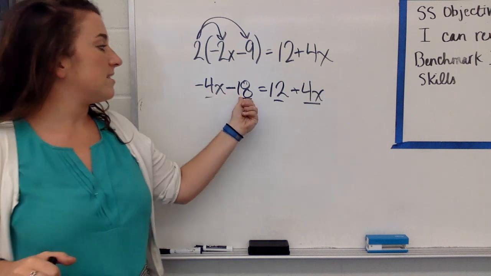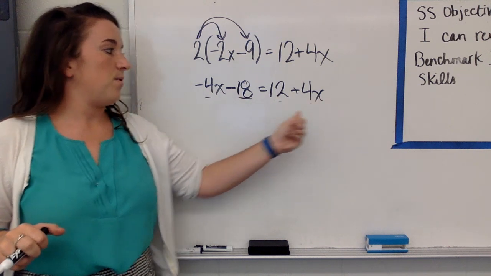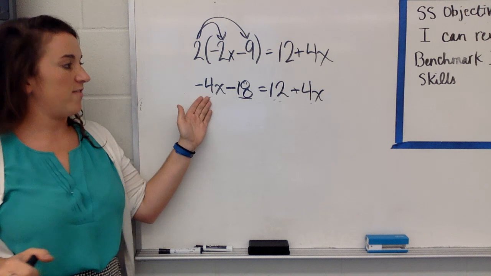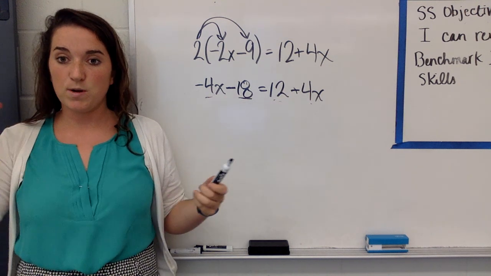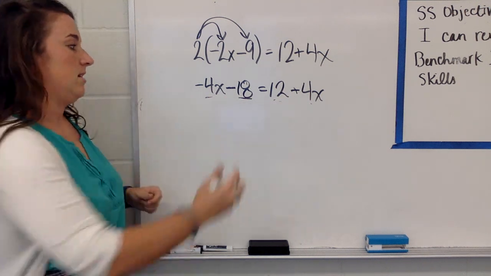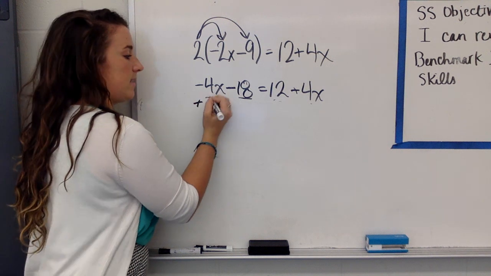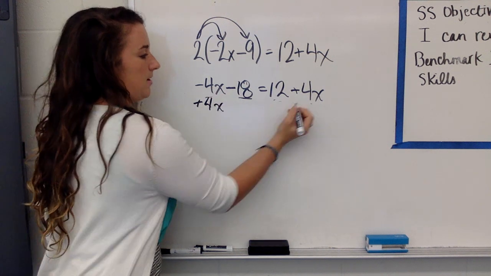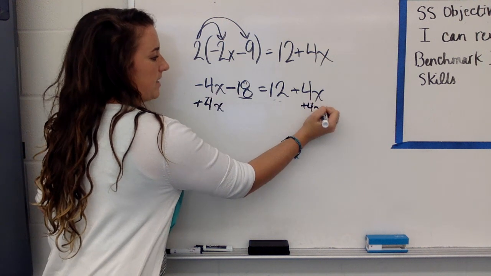So I have x's on both sides. I want to get rid of one. Which x do I get rid of? Do I want to get rid of my negative 4x or my 4x? Which one do I want to move to the other side? I want to move my negative 4x to the other side because it is smaller. So I add 4x to both sides.